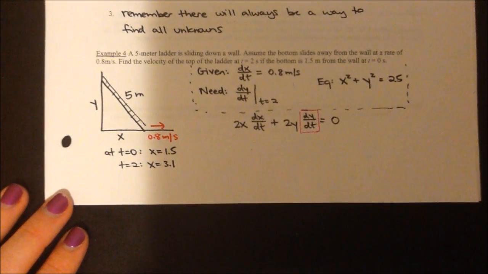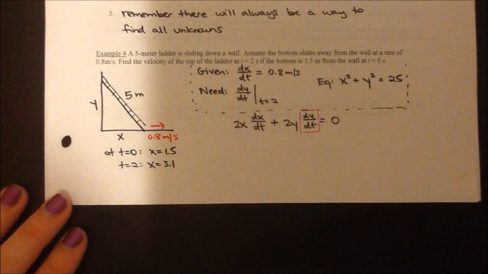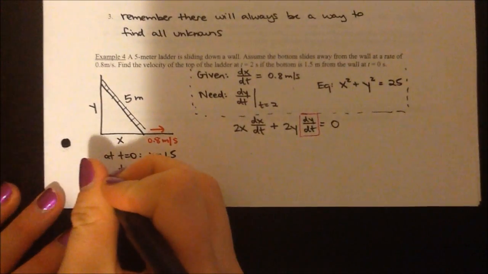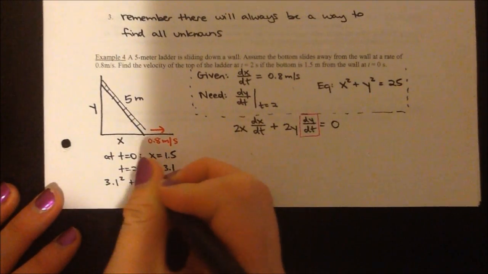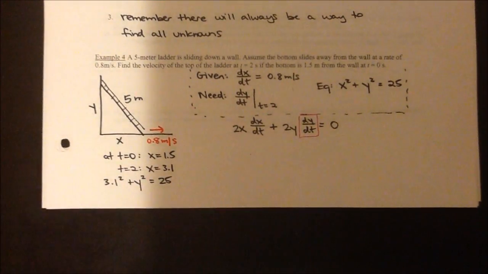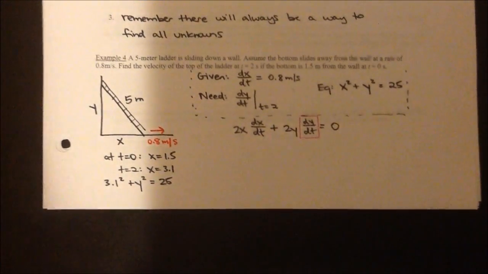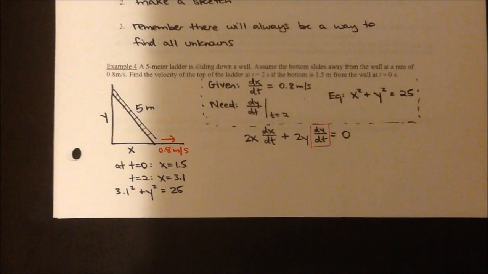Well, the way we find y is by using the Pythagorean theorem. And so we use x squared, so 3.1 squared plus y squared equals 5 squared. Okay, and we just use that to solve for y. All right, so let's clean everything up. And so 3.1 squared, let's see, do I really not have a calculator? All right, so 3.1 squared, I'm just going to use my phone.